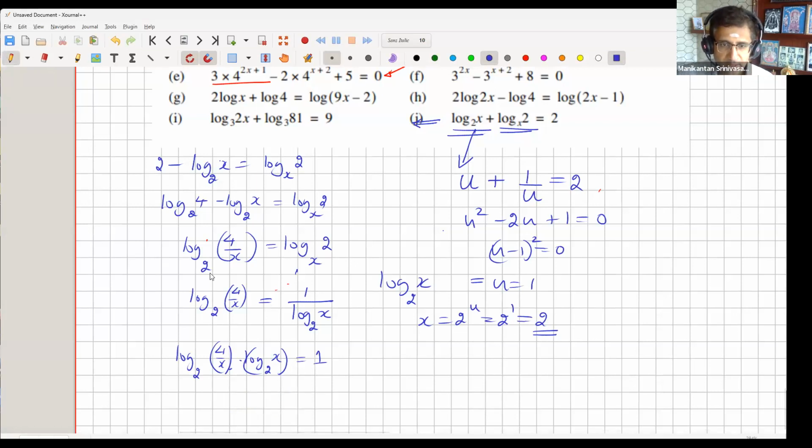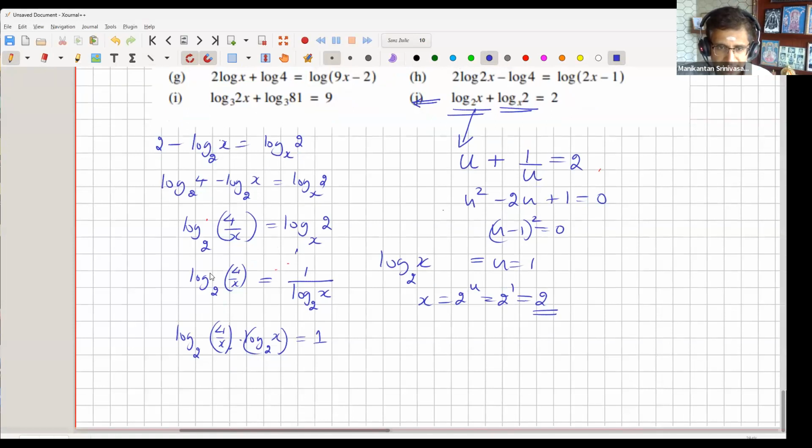So you can just say this is log 4 minus log x, log 4 to the base 2 minus log x to the base 2, times log x to the base 2 equal to 1. And if you say log x to the base 2 is u, then you have 2 minus u times u equal to 1, which gives you back the same quadratic, but in a long way. You didn't have to do all this. You can straight away start with log x to the base 2 is u. But nothing wrong in what you did, Keshav. We can just finish it up though.